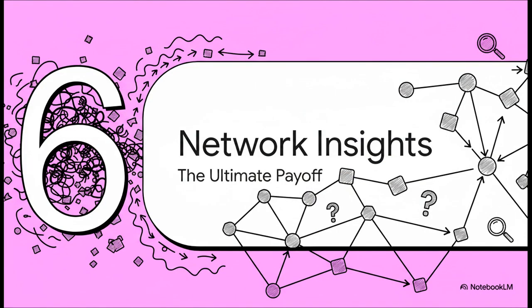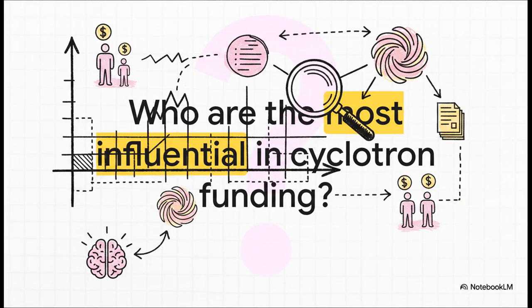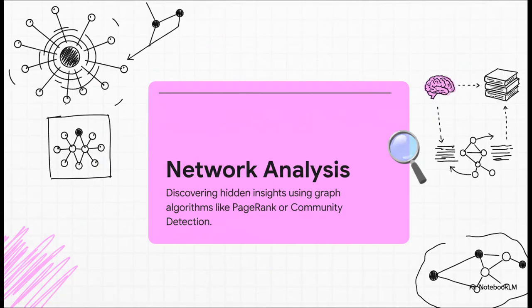And that brings us to the ultimate payoff. What happens when your text finally becomes a fully functional graph? Well, once your text is structured, you unlock the ability to ask incredibly complex, multi-hop questions. Think about that massive archive of grant letters from earlier. A traditional search tool could never reliably answer a question like, who are the most influential people in cyclotron research funding? But a knowledge graph absolutely can, because it mathematically maps the invisible connections between people, topics, and the flow of money.